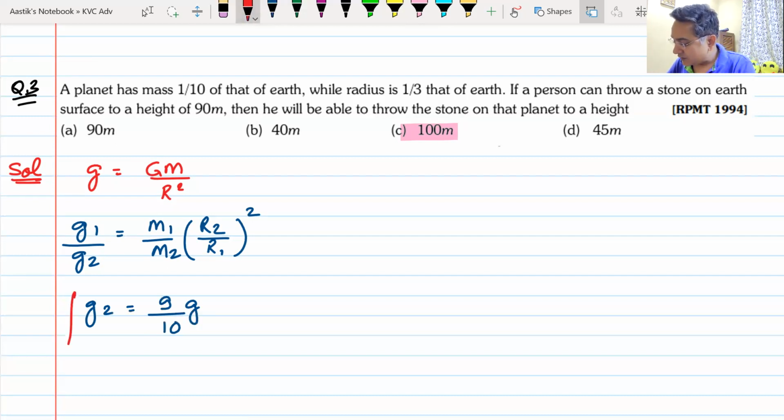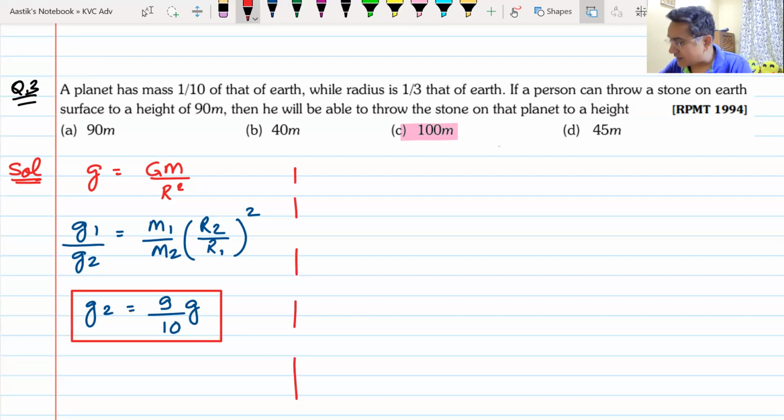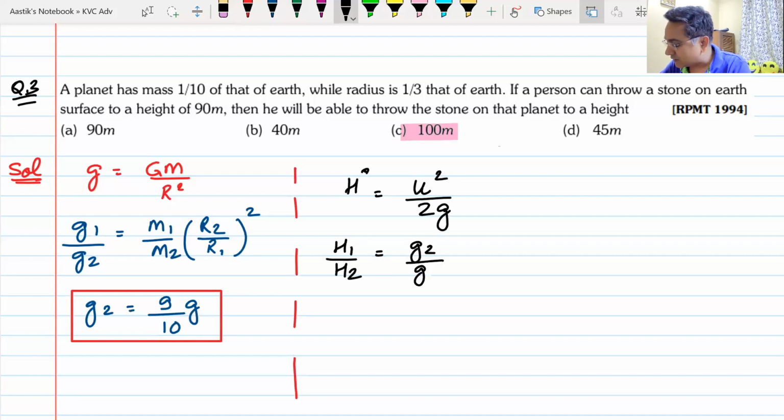Everyone got this? Now, once you get the value of g2, which is the acceleration due to gravity on that planet, you must just remember that maximum height h is equal to u square by 2g. So h1 by h2 will again be equal to g2 by g1. So you can find out h2. h2 will be 10 by 9 multiplied by 90, and the final answer would be 100 meters.